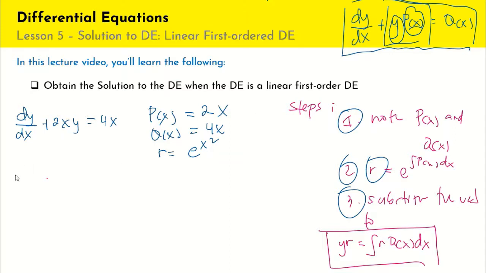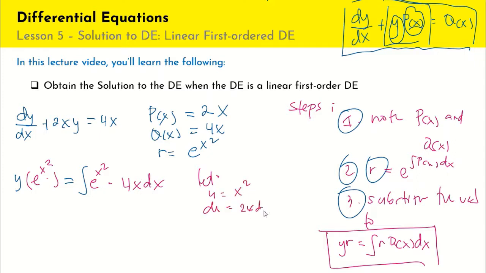So we have y. What is our r? Our r is e raised to x squared. Then equals the integral of, again we have r, which is e raised to x squared, multiplied by, what is our Q of x? Our Q of x is 4x dx. Okay, so integrate this one. So let u equal x squared. So du equals 2x dx.